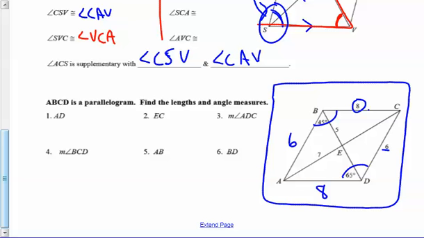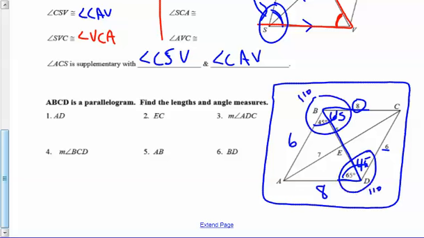And if these are parallel, well then this has to be 65. Well then this has to be 45. So now, all together, we get 110. That's property 2. Property 3 says that consecutive interiors have to equal 180. So that means this big angle has to be 70, and this big angle has to be 70.